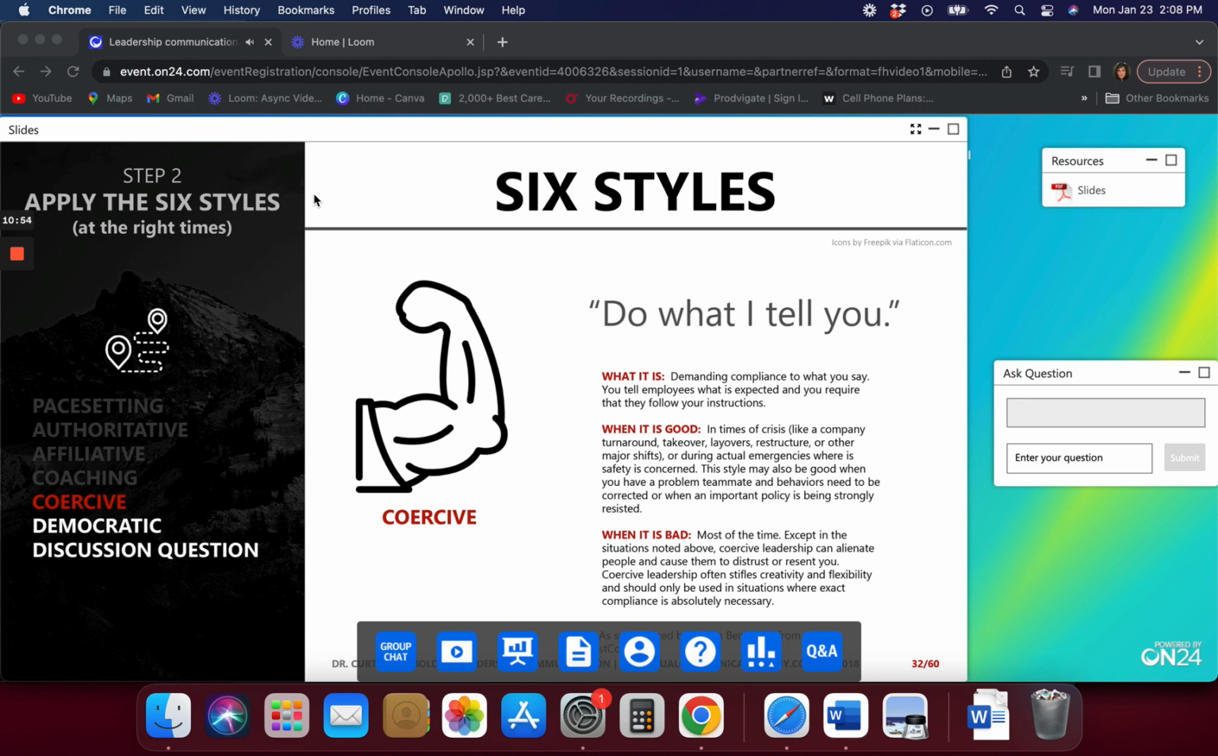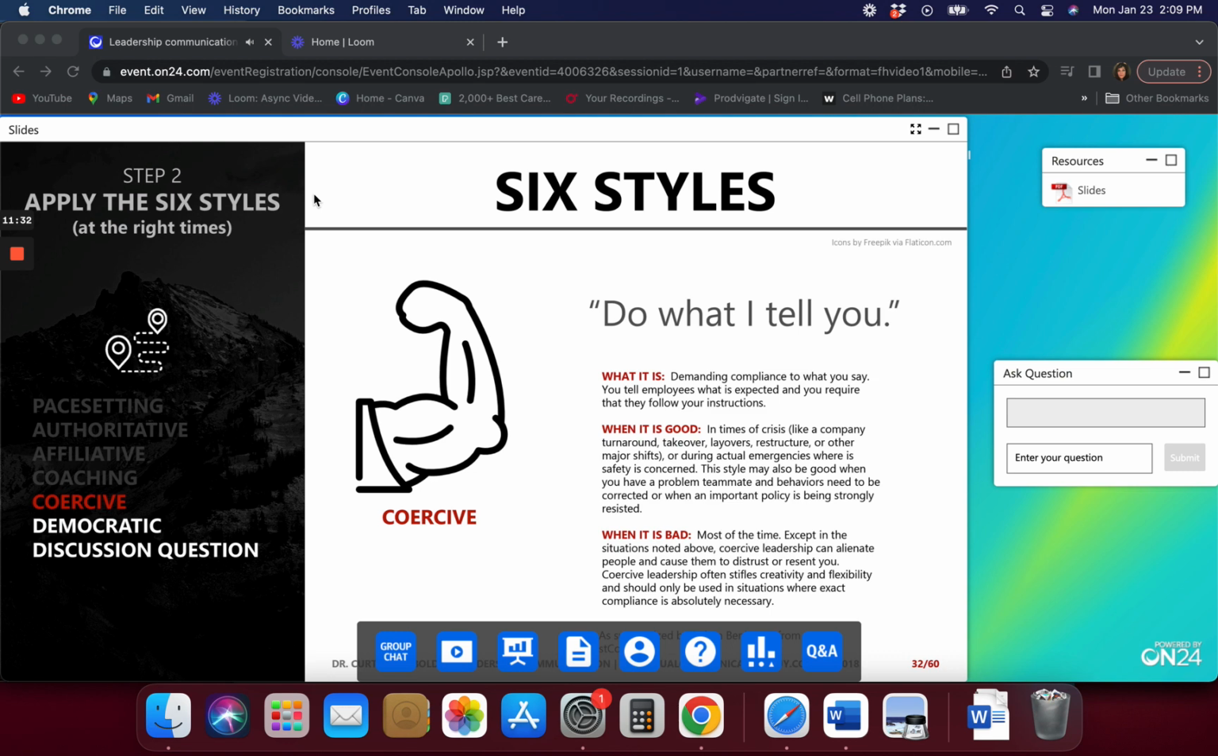Now, when is it bad though? Most of the time, if you're always a coercive leader, people can be very resistant to that. They can feel like you're just micromanaging and telling them what to do all the time. And nobody likes to be totally controlled. So except in the situations noted above, coercive leadership can alienate people and cause them to distrust or resent you. It often stifles creativity and flexibility and should only be used in situations where exact compliance is absolutely necessary. But it is necessary sometimes. So again, you want to have this as a part of your leadership toolkit. You want to be that coercive leader once in a while when it's necessary.